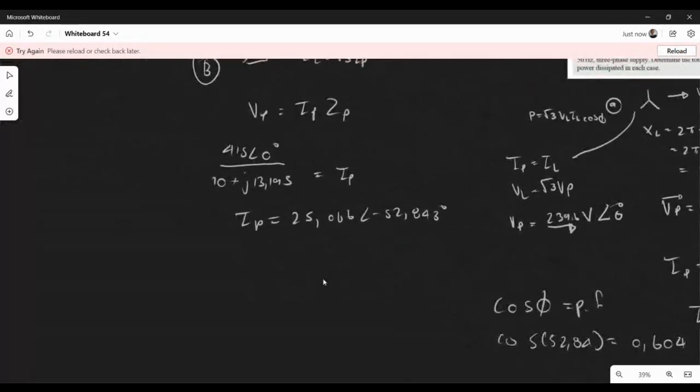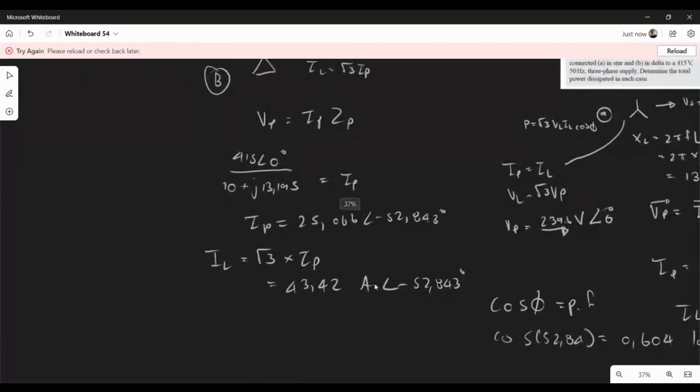Got more current, and now we need to find the line current, and we just have to multiply that 25.066 times √3, and you should get 43.42 amps at the same angle. That doesn't change. All right. I shouldn't put the answer actually, just something there.